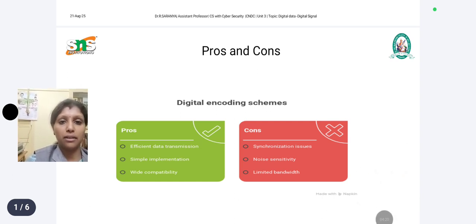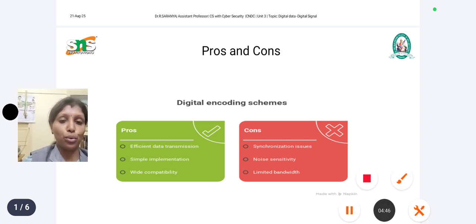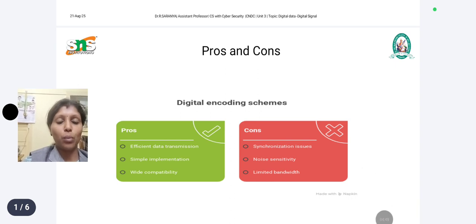And in cons, we are going to face some consequences of transmitting the digitalized data to digital signals. Synchronization issues will happen because a large number of bits transmitting at a time will face some kind of signal issues. Noise sensitivity is also faced while transmitting complicated data from digitalized to digital signal. And limited bandwidth also causes some issues, creating difficulties in processing the encoding schemes of digitalized encoding from sender to receiver.